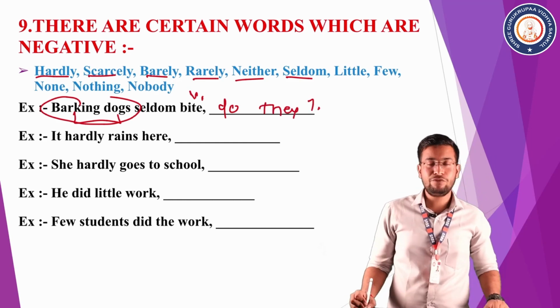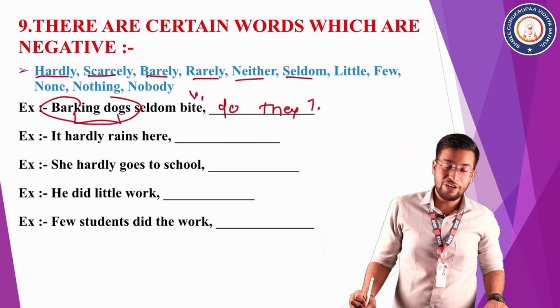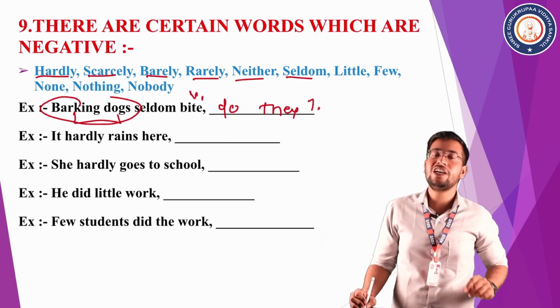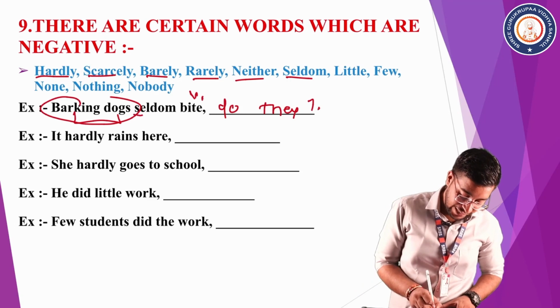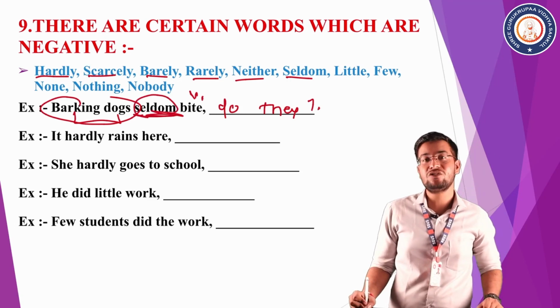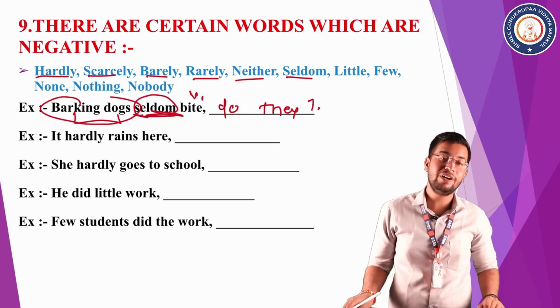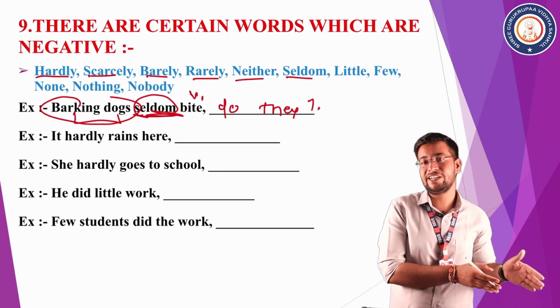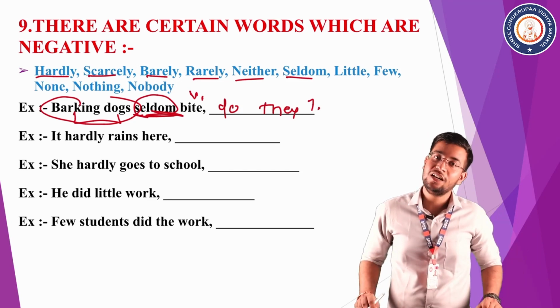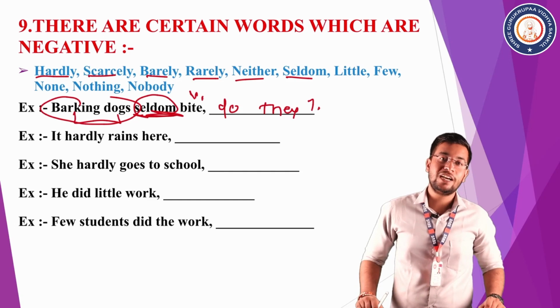Now dear student, if you look at this tag, we haven't used "don't they". Why haven't we used "don't they"? Because seldom is already giving us a negative sentence. Seldom is making this statement negative. If this statement is negative, we have to make the tag affirmative. Now let's look at another example.